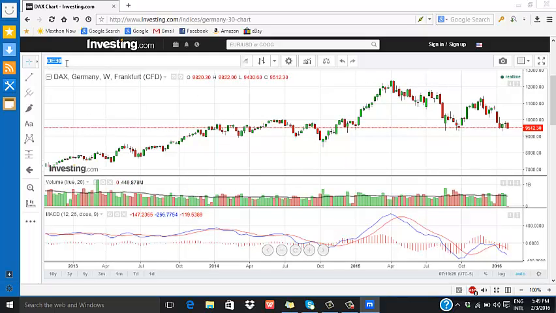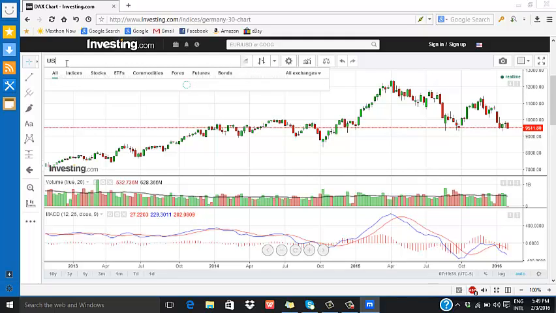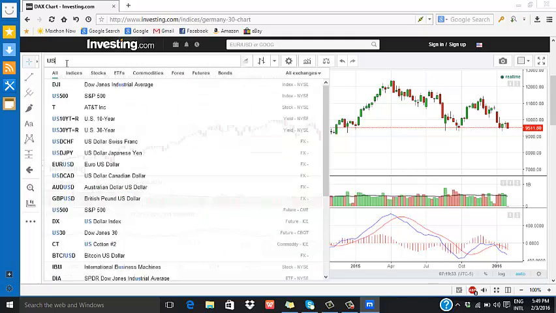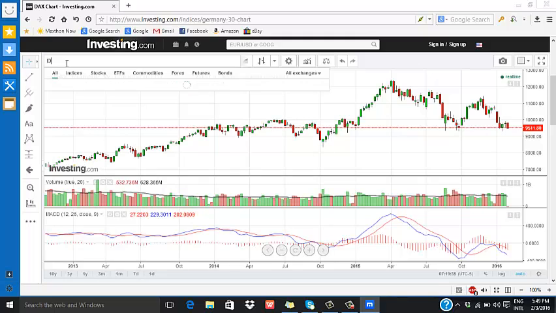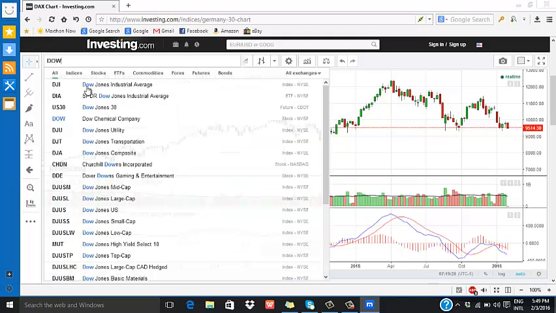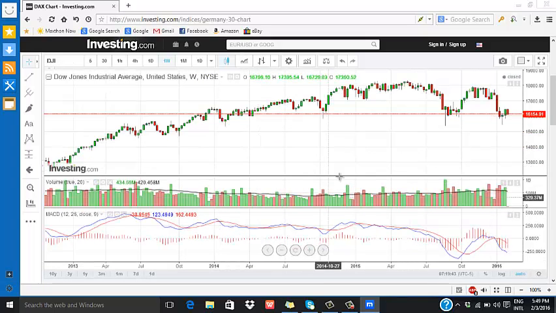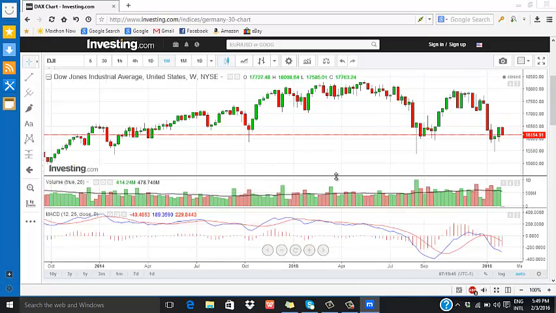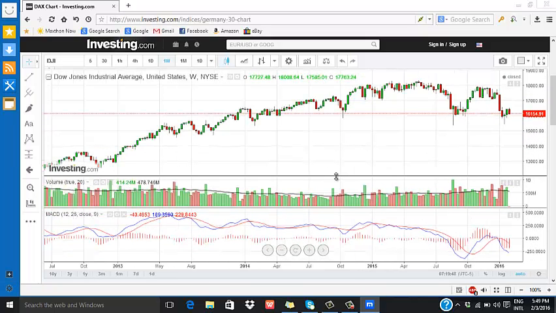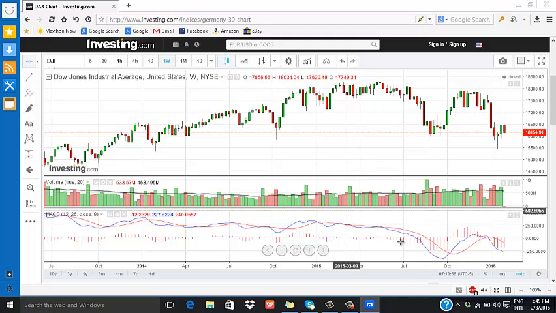In case you want to change the index, let's say we want to understand US 30 or the US index, you can click on the index here. Accordingly, you can select the index or that country's chart and click on it. You'll get the chart of that particular country. This is how we can effectively use this website and make our analysis to make an effective decision on our investment and even on our trading. Thank you.